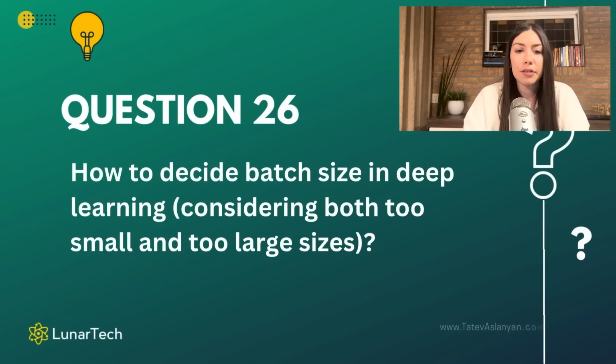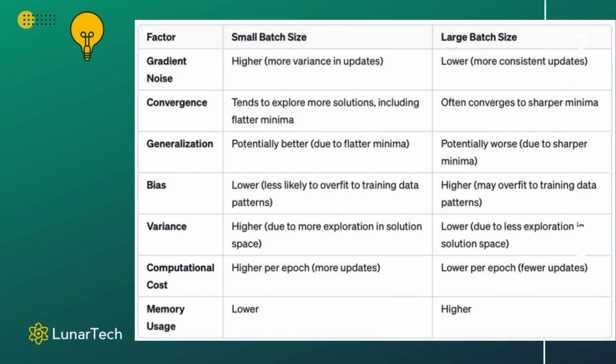So the next question is how to decide the batch size in deep learning considering both too small and too large sizes. This is a very important question where the interviewer is trying to test whether you understand what is the impact of the batch size on your entire algorithm, the quality of it. So here, your interviewer wants to know your understanding of the batch size impact on the gradient noise, on the bias of your model, on the variance of the model, on the generalization of the model, the convergence of the model, the efficiency, especially the memory usage.